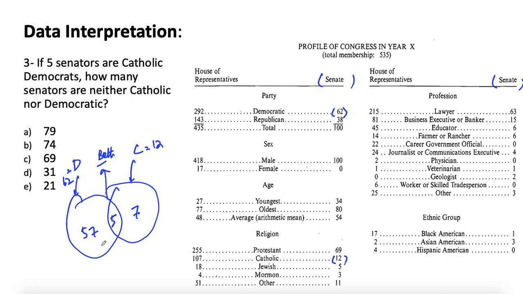So these are those members which are either Democrats or Catholic or both. So those are 57 plus 7 plus 5, right? But the question asks for those which are neither of these. So how can I do that? I know the actual total Senate members are equal to 100. So I need to subtract these from 100, and I will get the required answer, which is 31. So there are 31 members in the Senate which are neither Democratic nor Catholic.